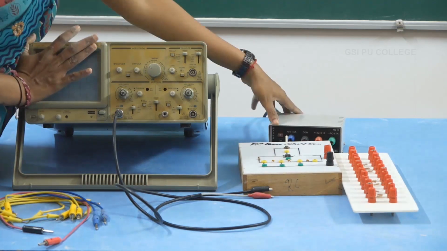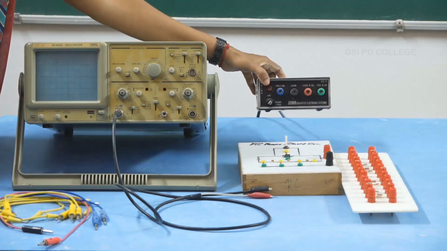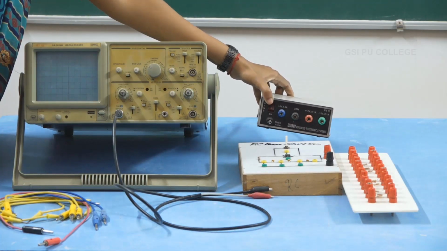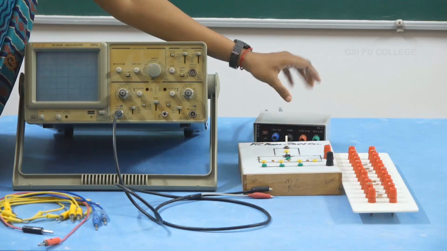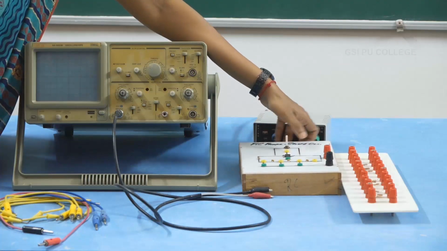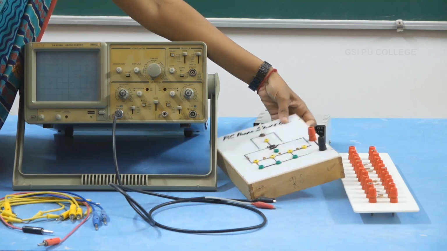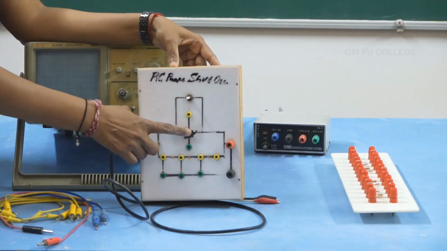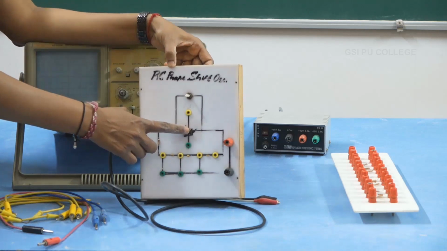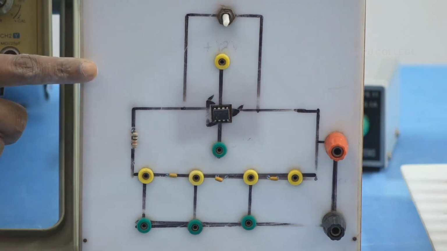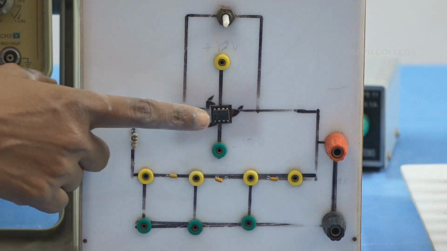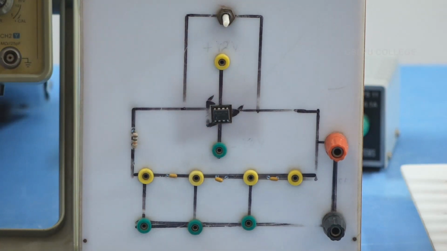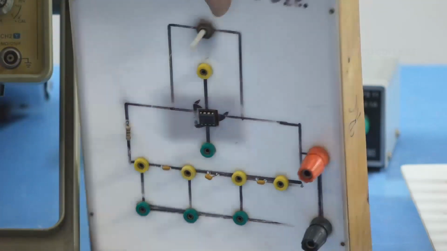And this is a dual power supply, which we are going to use in order to give the plus 12 volts and minus 12 volts for the op amp. And this is a ready board. It is a ready board in the sense that here I am having an op amp, that is the 741 IC. So this is the closer look of this board. Here I am using an IC 741, which is an op amp IC.